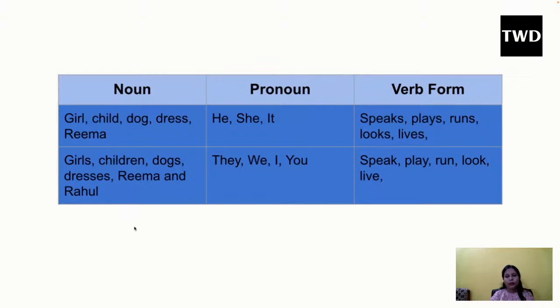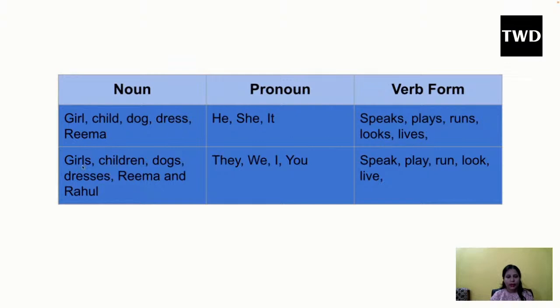So now here I have got a table for you to understand. If you go through this, you will be able to know which kind of verb you should use. Say for example, we have singular nouns in our sentences. For example, girl, child, dog, dress, Rima, or singular pronouns like he, she, it. Then our verbs are going to be singular. They are going to come with s, like speaks, plays, runs, looks, lives.